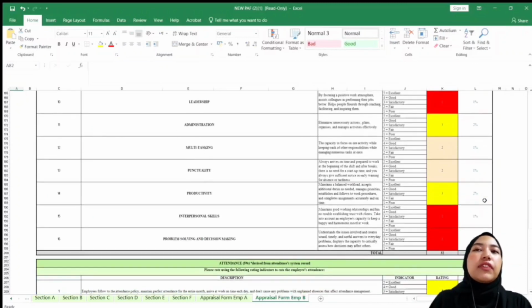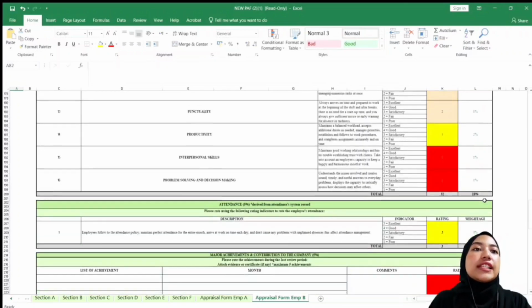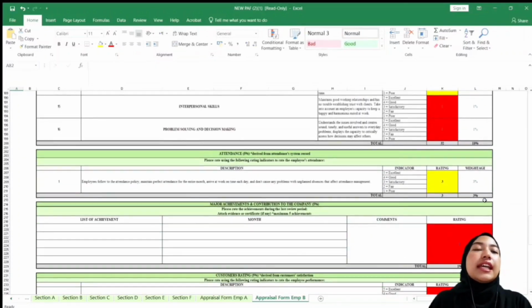He can only do a fair job at multitasking and is not really punctual. He also has good productivity but low interpersonal skill, job problem solving and decision making skill. For his attendance, it was satisfactory. He does come to the job regularly, but sometimes he misses his shifts.